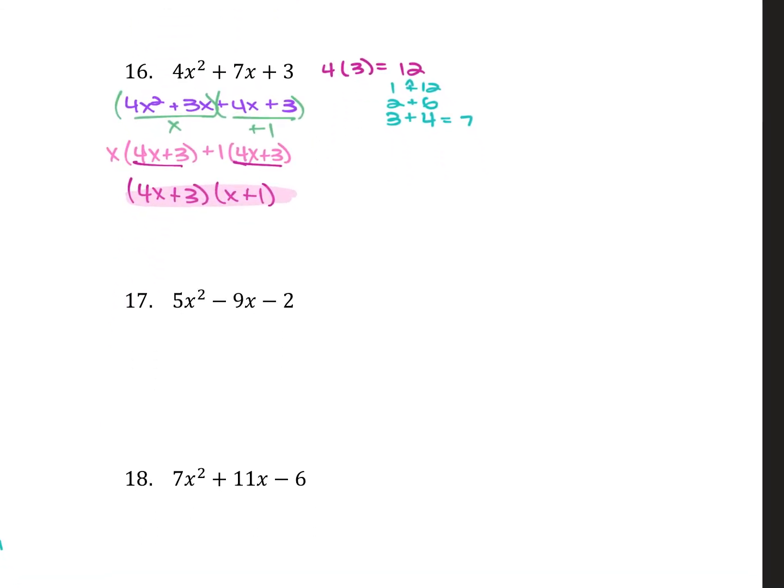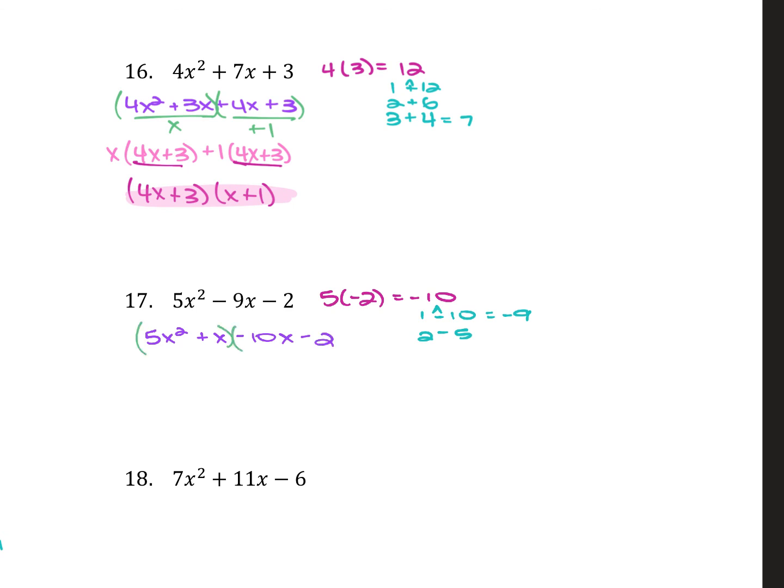For 17, you have 5x squared minus 9x minus 2. So we're going to do the 5 times negative 2. That gives us negative 10. Find the factors of 10. We have 1 and 10, 2 and 5. You're looking for a negative, so that bigger number is going to have to be negative. Then 1 minus 10 gives you the negative 9. So this gets rewritten as 5x squared plus x minus 10x minus 2.